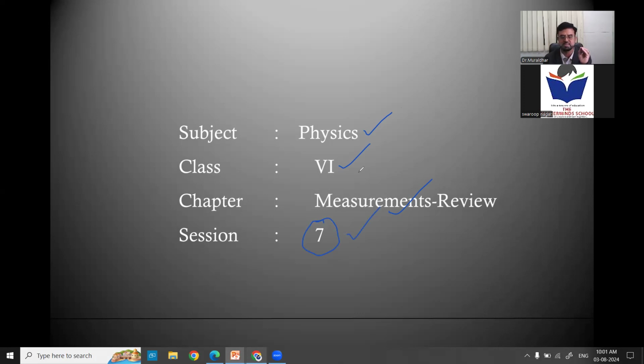So far, we discussed 6 classes about what is measurement, what is the importance of measurement in our day-to-day life, right? In all 6 sessions, we discussed each and every concept of measurement. So whatever concepts are given in your textbook, all the concepts are explained clearly, and then we started working on the worksheets. So today is the last class for this chapter.